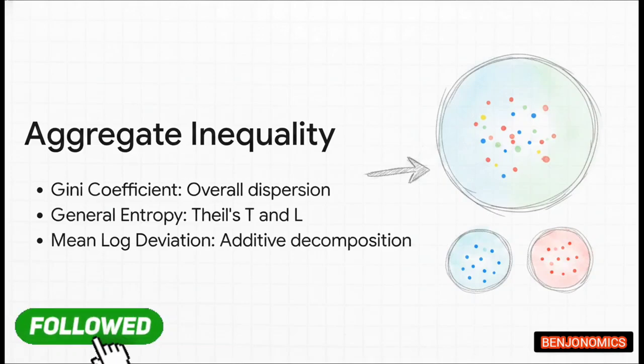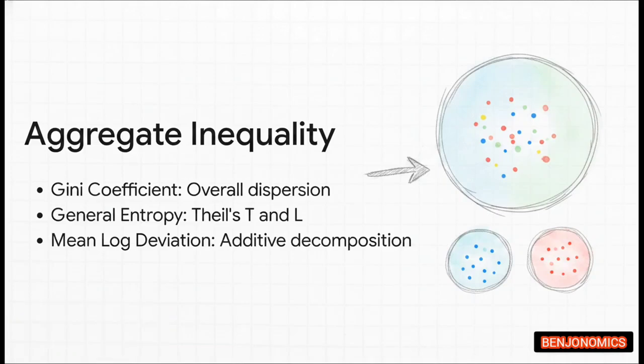The Gini coefficient is definitely the most popular way to show overall dispersion, ranging from 0 for perfect equality to 1 for perfect inequality. But economists heavily rely on general entropy, or GE measures, like Theil's T and L, as well as the mean log deviation. And there is a very specific reason for this.